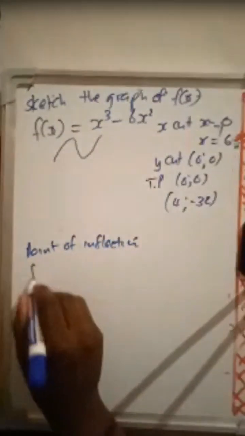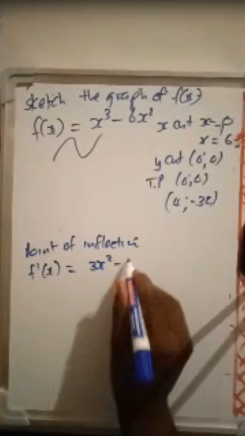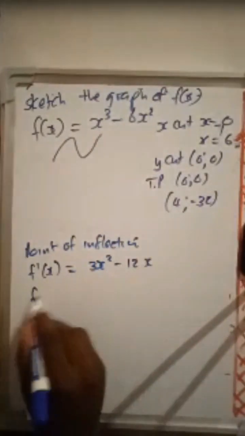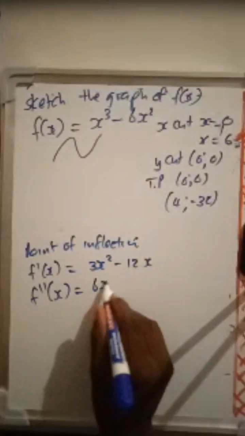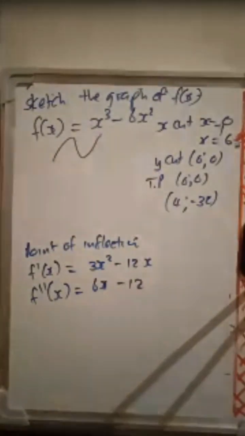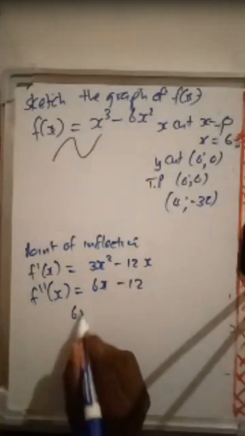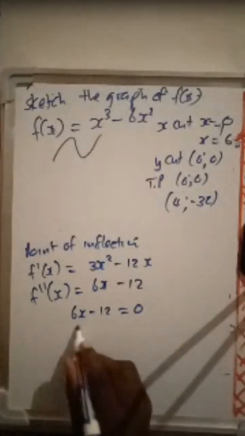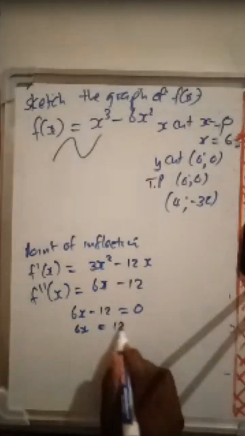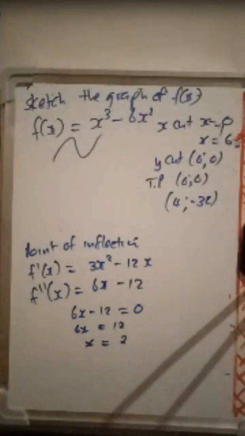Remember that our first derivative is equal to 3x squared minus 12x. So the point of inflection is 6x minus 12. You equate it to 0. So it's going to be 6x minus 12 is equal to 0. Then 6x is equal to 12. Therefore, x is equal to 2.